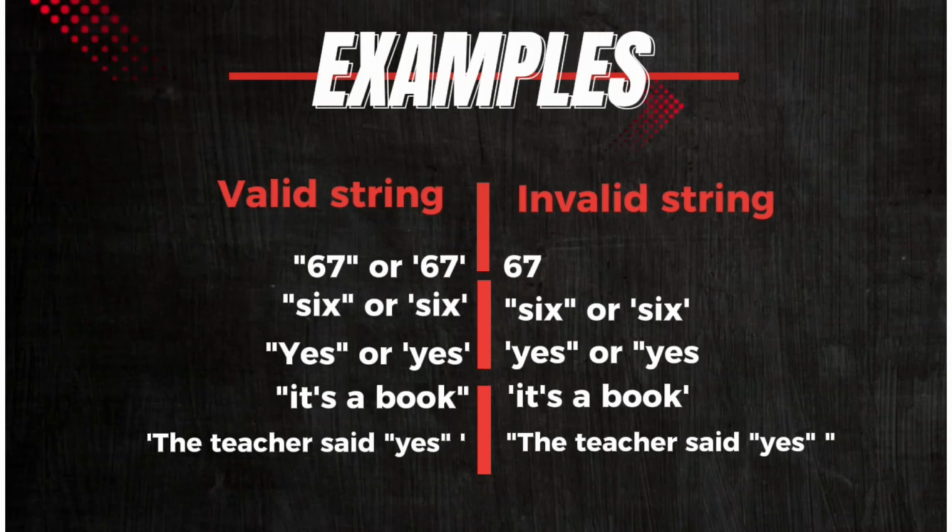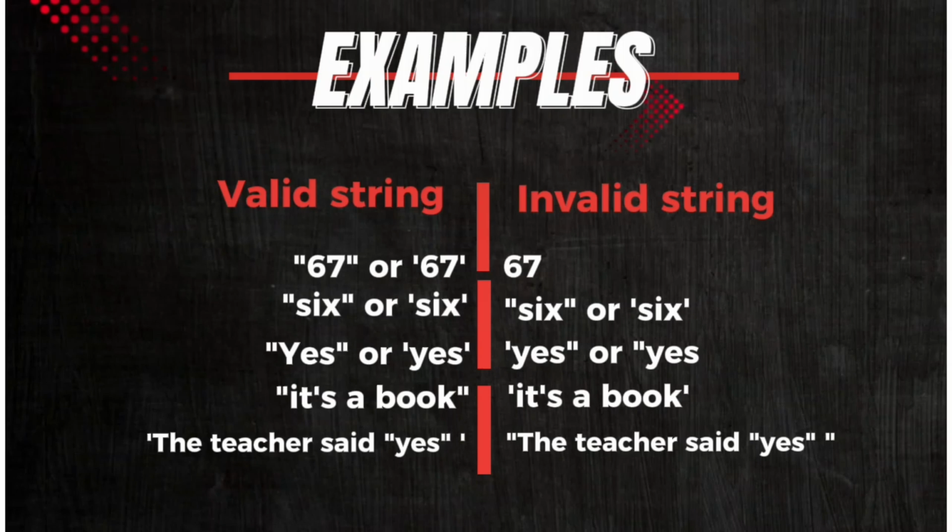This table provides examples of valid and invalid strings. Each valid string example uses a consistent pair of quotes, either single or double. The invalid examples show common mistakes such as mixing quote types or leaving one out.